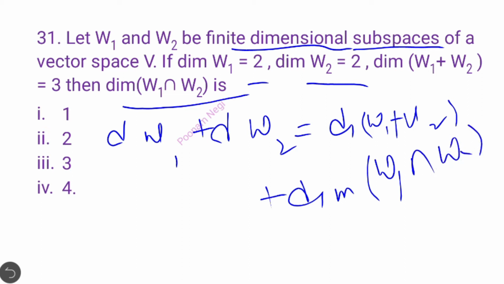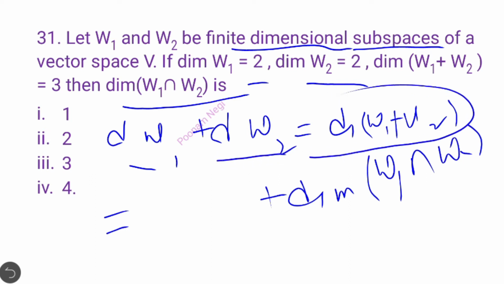So substitute the values of the dimension of W1, W2 and the dimension of W1 plus W2 in this formula. We have the dimension of W1 intersection W2 equals the dimension of W1 plus the dimension of W2 minus the dimension of W1 plus W2, that is 2 plus 2 minus 3, which comes out as 1. So the correct answer is option number 1.